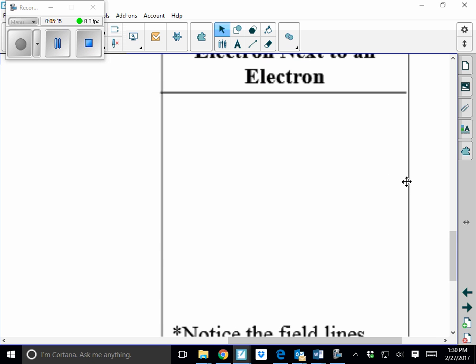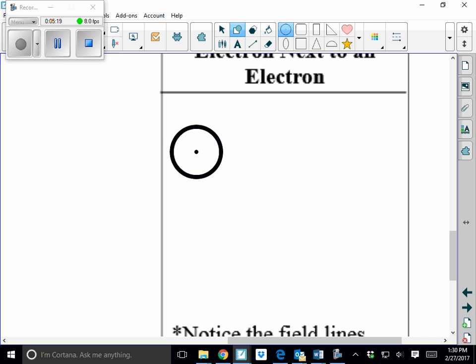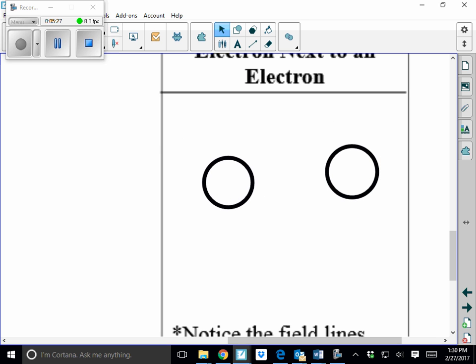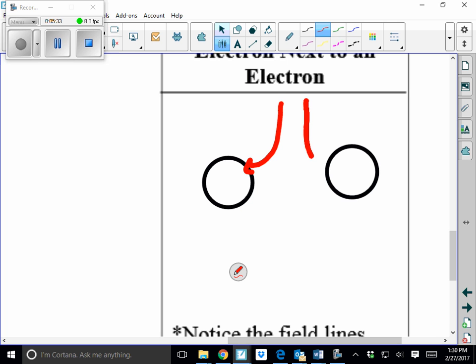So now we have an electron next to an electron, and it's going to do similar to what the protons are doing, with the exception of, as we discussed, the electric field lines go into electrons. So they're coming down and they detect the other field line and they push away from it because they don't like it. Because electrons are self-hating, they don't like each other.